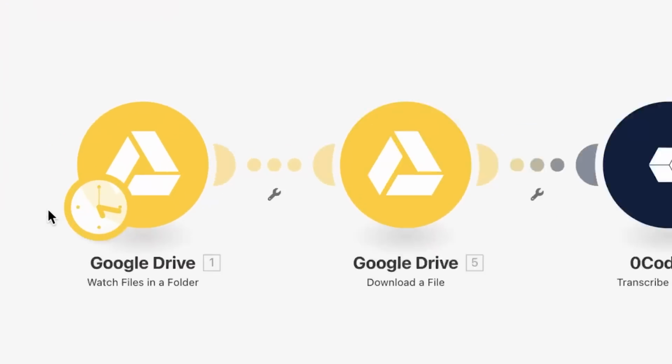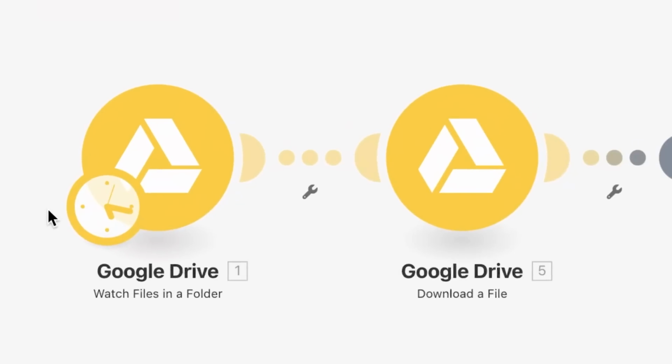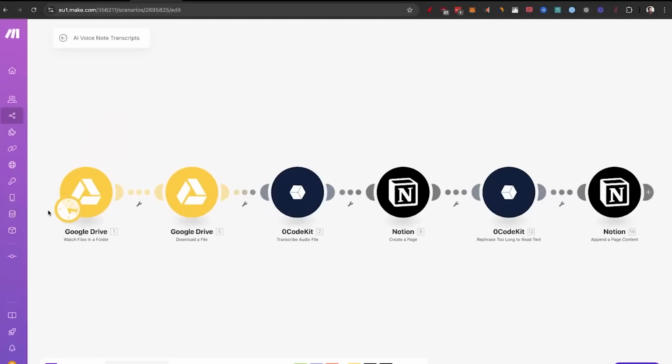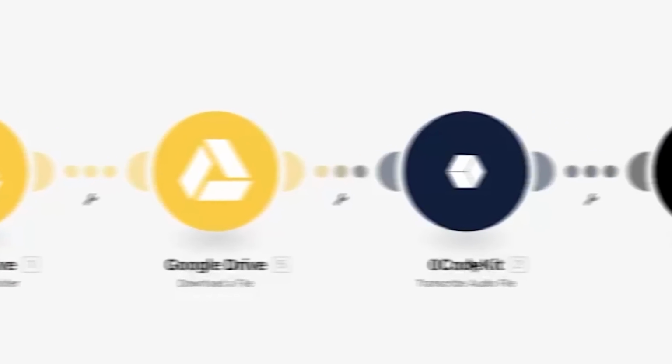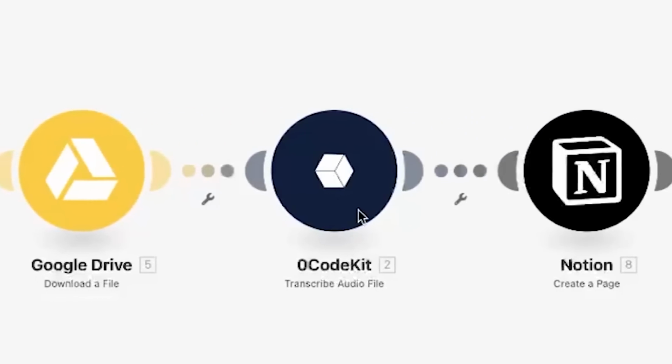The first thing we do is to watch a file in Google Drive. This is because it's so easy to upload from other places. I can just click share on my phone, get it in that Google Drive folder, and then the entire automation starts. It's gonna download that file, send it to the transcribe audio file in ZeroCodeKit.